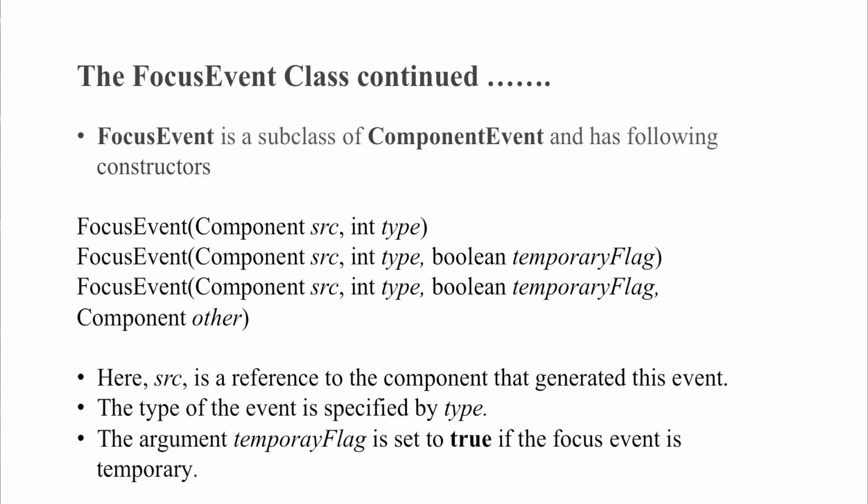There are different types of constructors which are used with the focus event class. FocusEvent(Component src, int type). Here src is again the source reference to the component that generated the event, and the type of event is referenced by type. There is another, a temporary flag, set to true if the focus event is temporary, otherwise it is permanent.